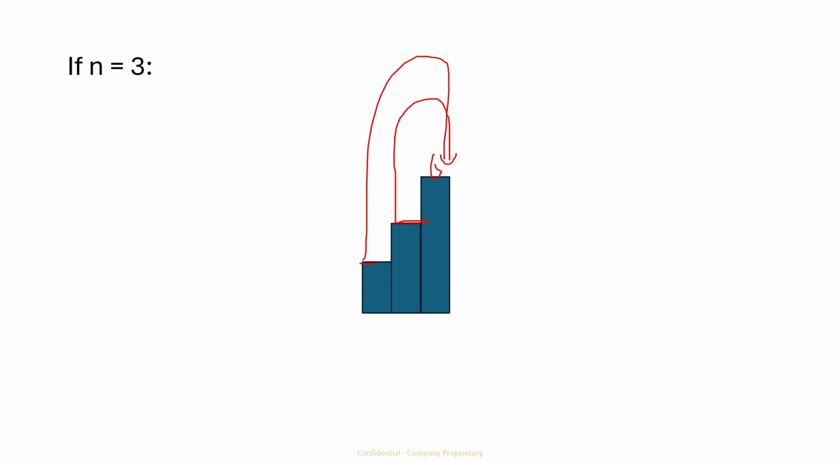No matter what n is, there are only two ways to reach step n: from step n minus 1 by climbing one step, or from step n minus 2 by climbing two steps.